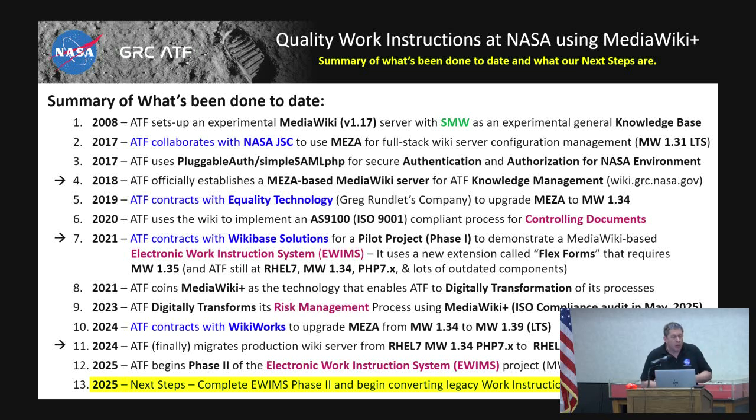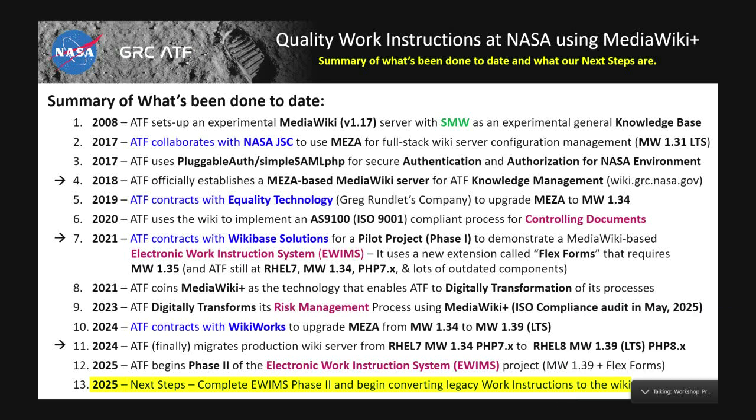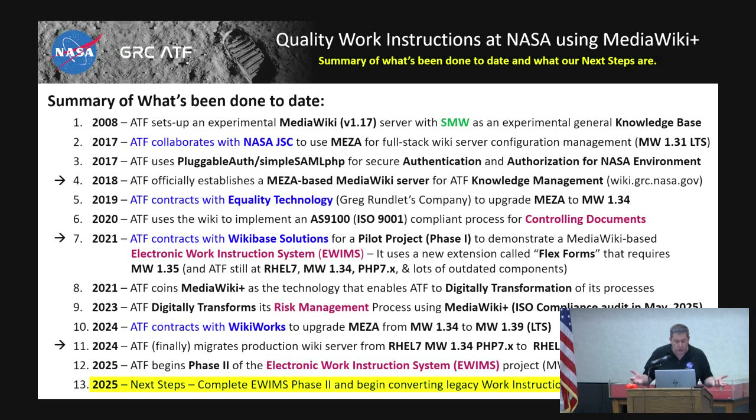In 2020, we reached out to Wikibase Solutions, and we solicited quotes from a variety of providers, and we went with Wikibase Solutions to do a pilot project to demonstrate the capability of a wiki-based electronic work instruction system that was AS9100 compliant.